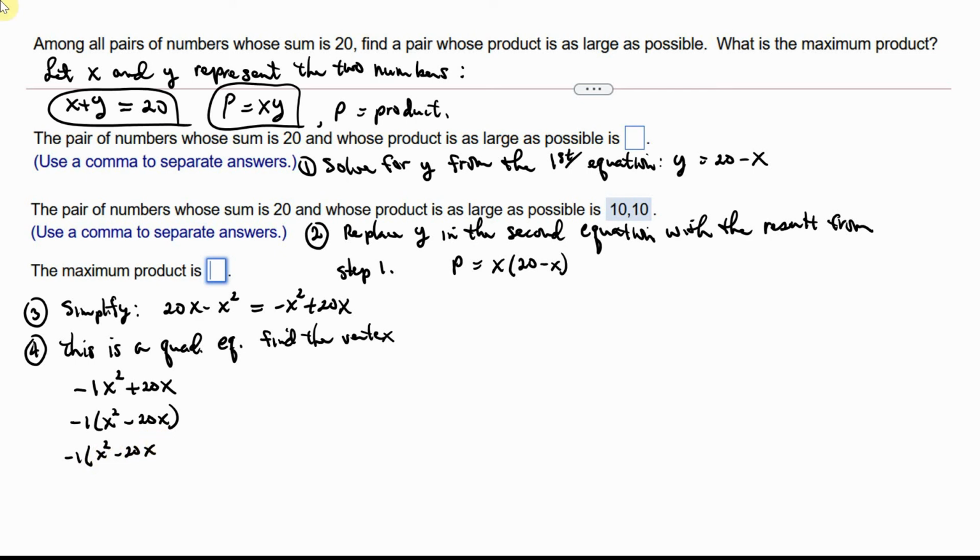I'm going to take half of the coefficient of x. Well, the coefficient of x is negative 20. Take half of that, I get negative 10. Square 10, I get 100. So I'm going to add 100 and subtract 100 within the parentheses.